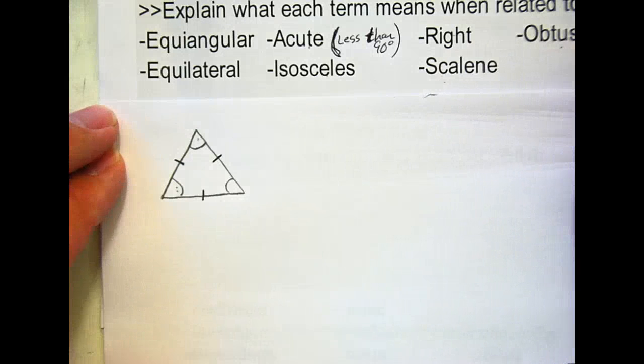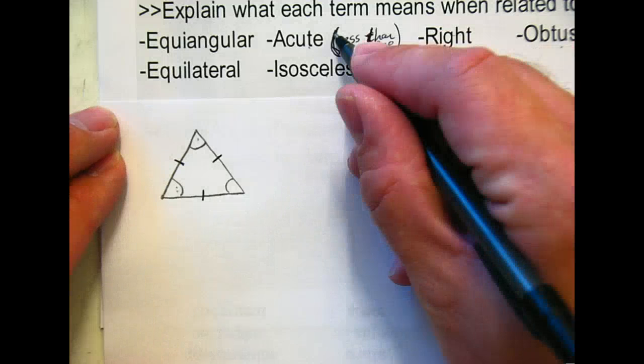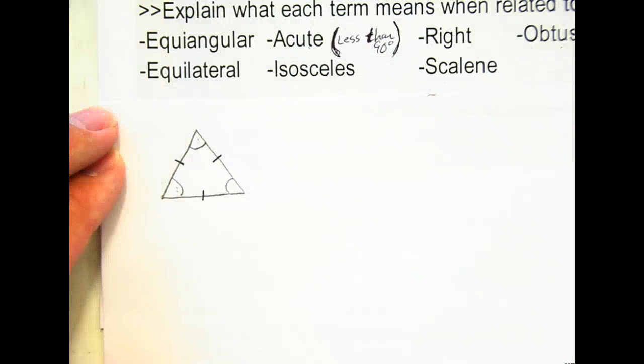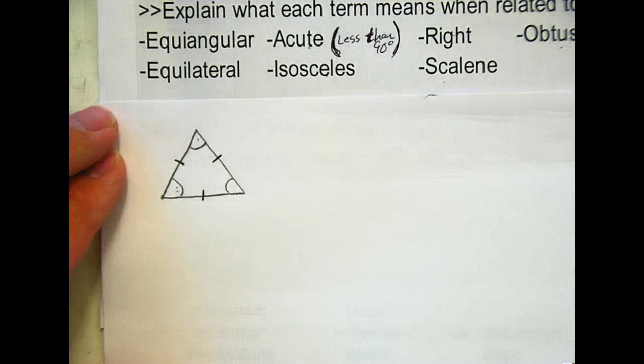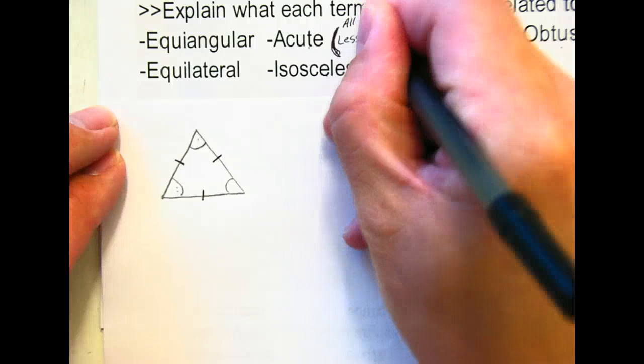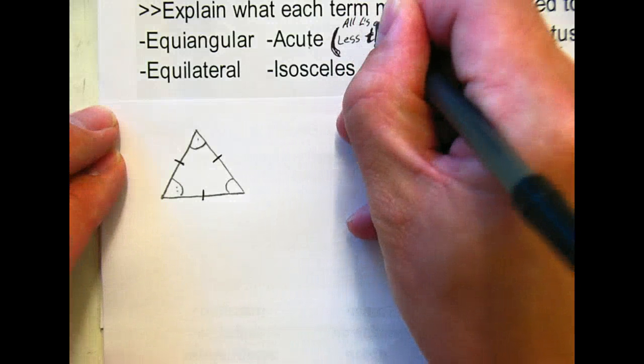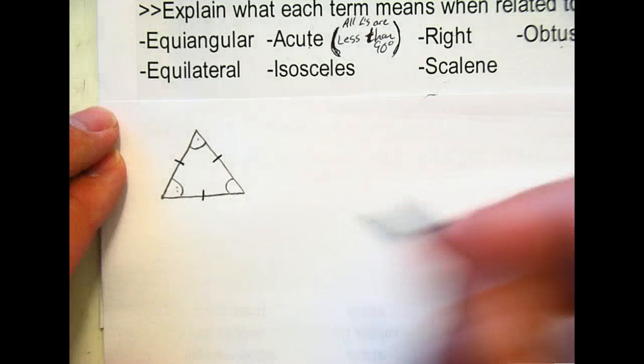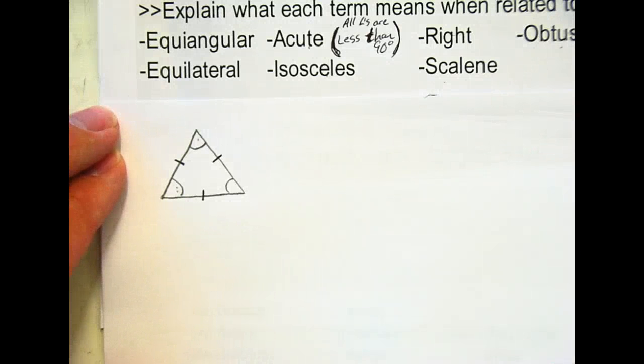Go ahead. I have a question about the acute one. That's when all the angles add up to less than 90. No, all the angles can't add up to less than 90, right? Each angle is less than 90, if you want to think of it that way. That's probably a better way to say it. Each angle is less than 90. Your angles still add up to 180, otherwise you don't have a triangle, right?